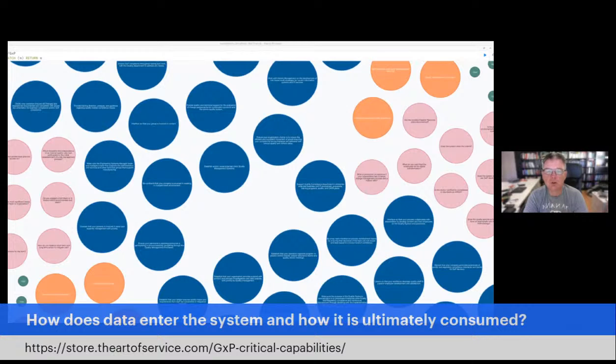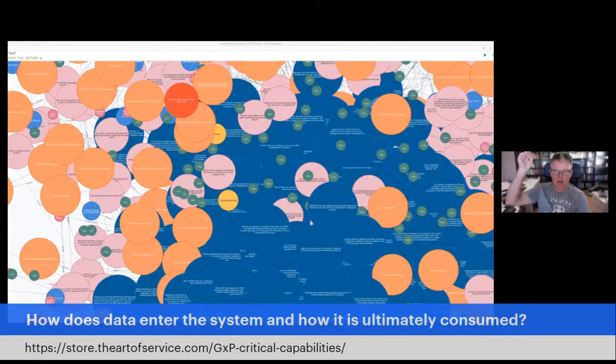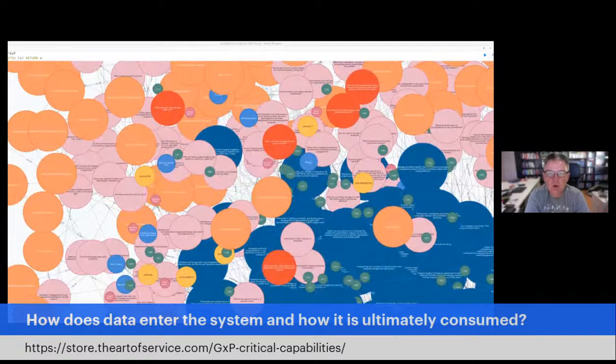GXP is about quality assurance, and it's being used throughout many industries. The X is actually a lowercase x, so it's uppercase G, lowercase x, uppercase P, and it stands for good practice. It's for good practice, quality guidelines, and regulations. The X can stand for various fields.